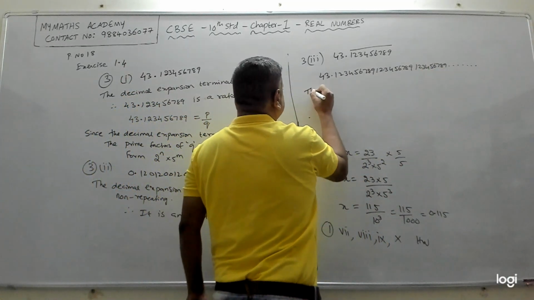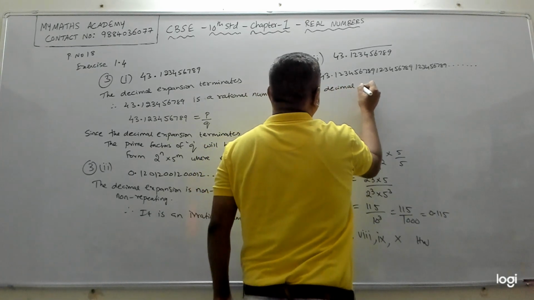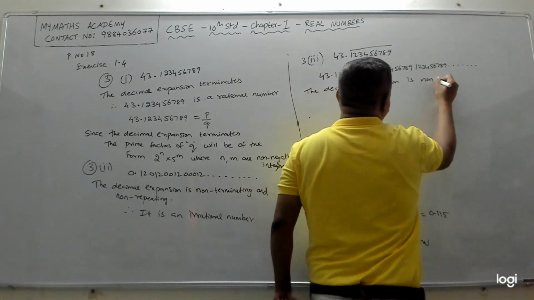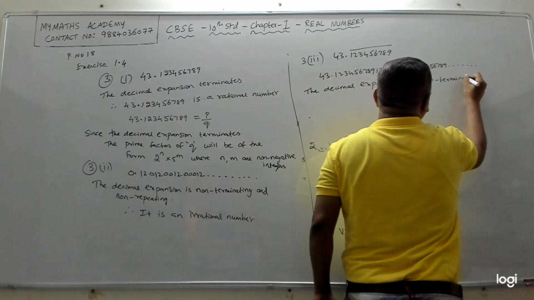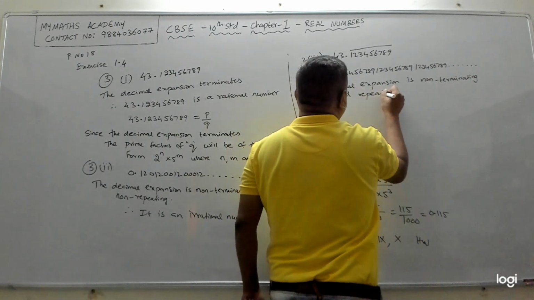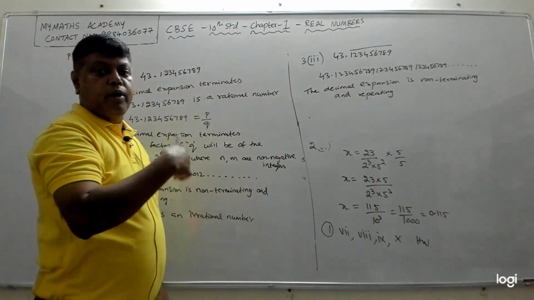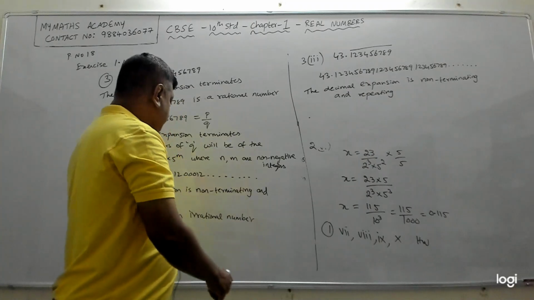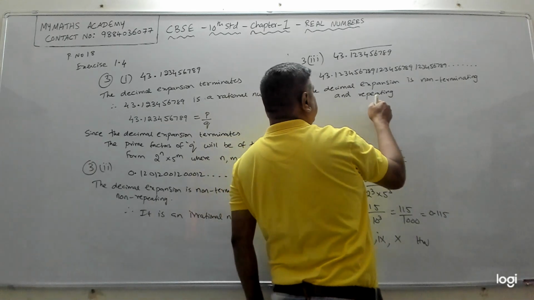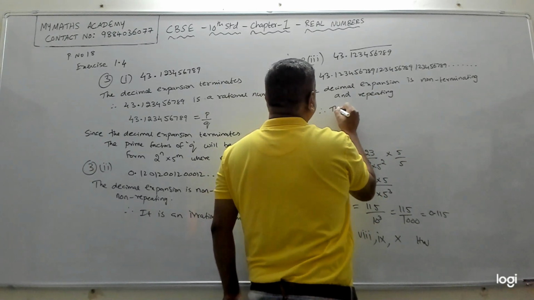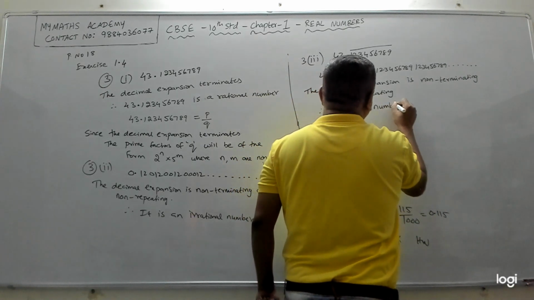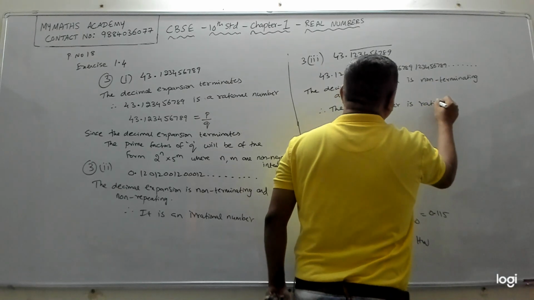So what we can say is the decimal expansion is non-terminating and repeating. If the decimal part is non-terminating and repeating, then also it is a rational number. If it is non-terminating and non-repeating, then it is irrational. So it is non-terminating but repeating. Therefore, the given number is rational, which means it is a rational number.